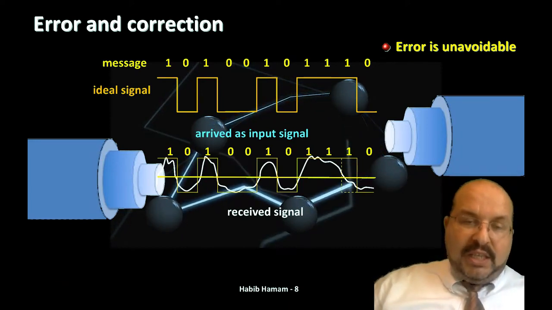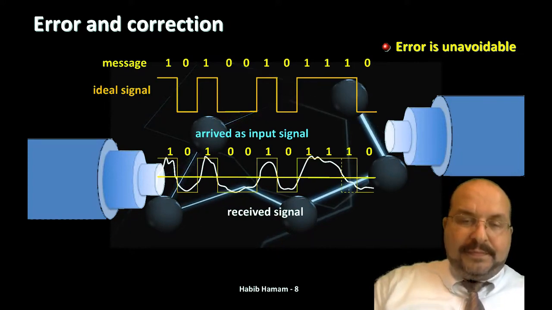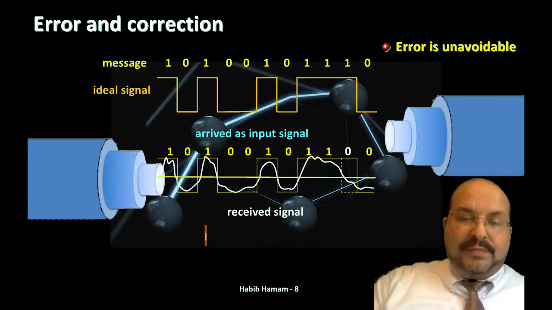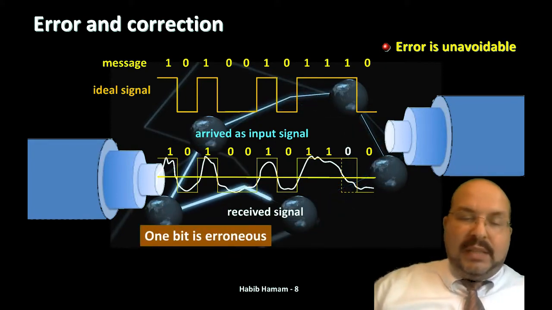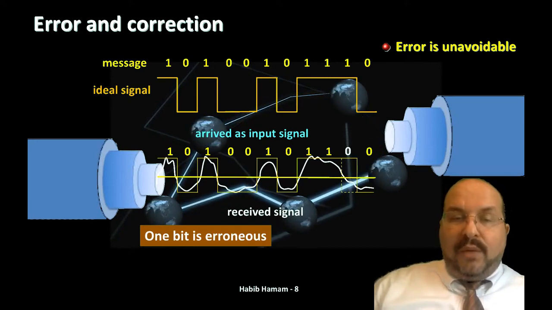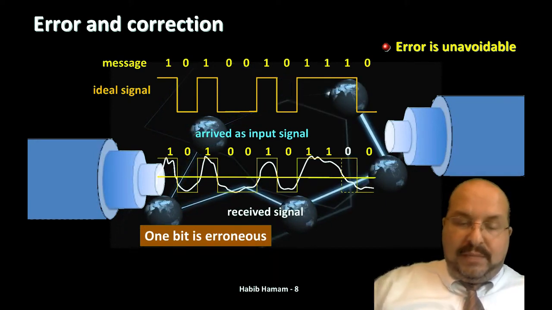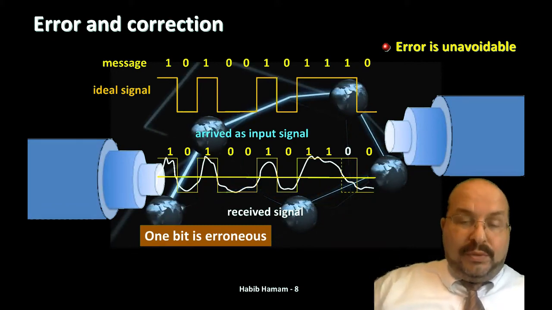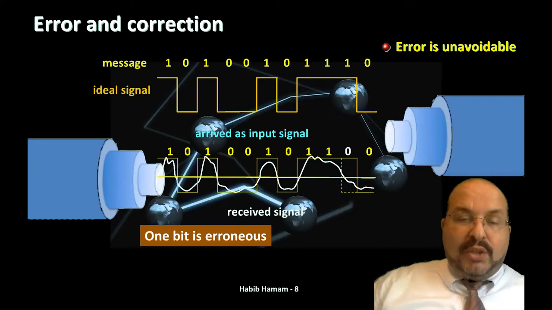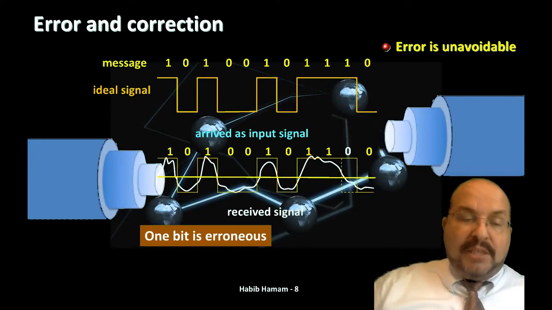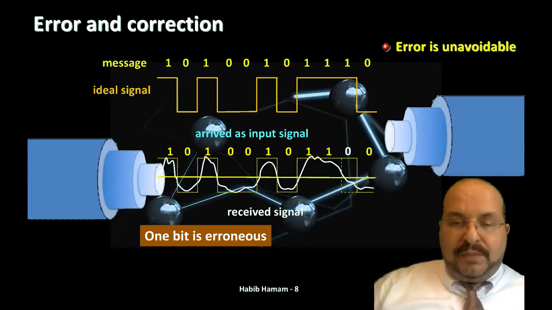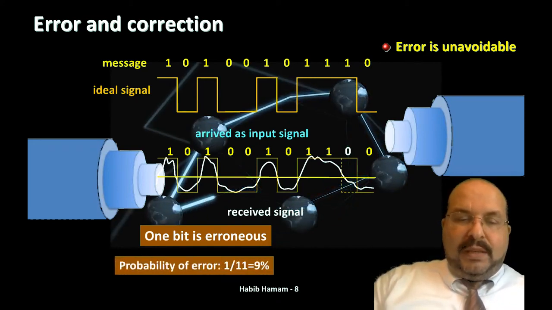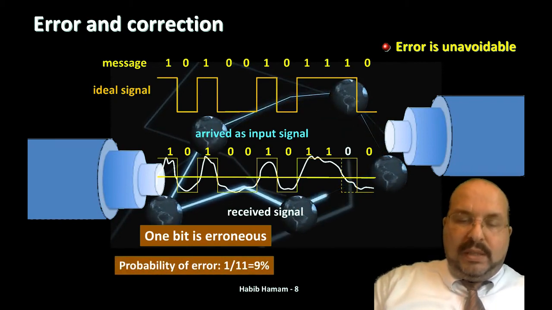That's the subject of the next chapter. So here, 0, which is a wrong value. 1 bit is erroneous in this case. Over 11 bits, one of them is erroneous. But we don't know this at the source, and we don't know this at the destination. So we need to use an intelligent system to correct the situation. That's the subject of the next chapter. The error probability here is 1 over 11.